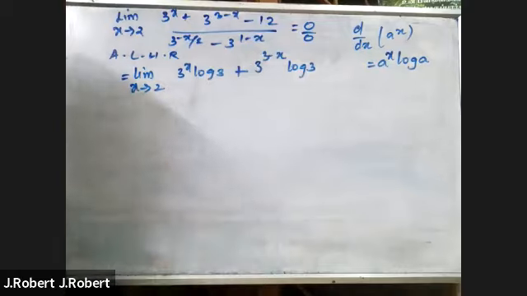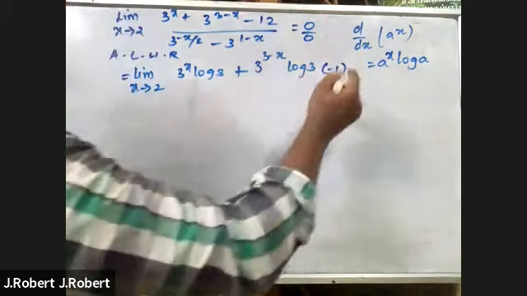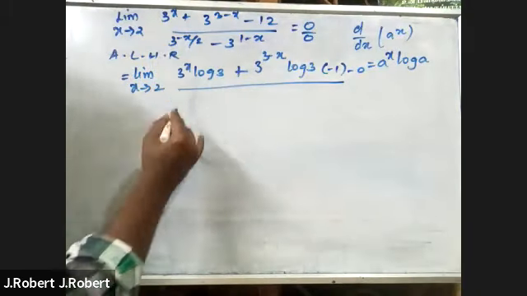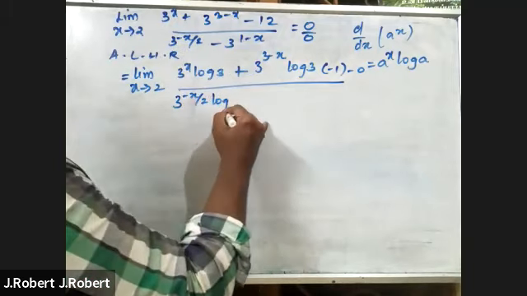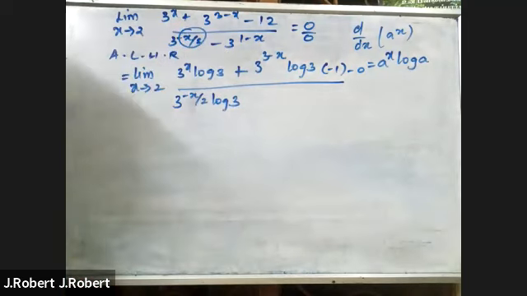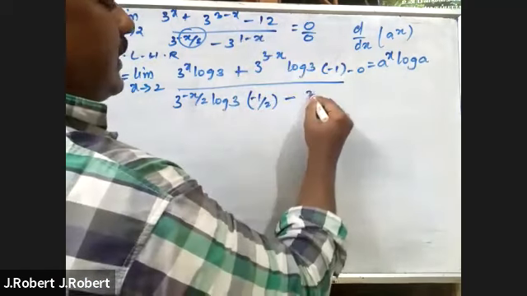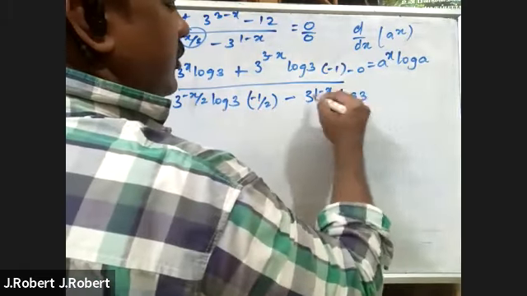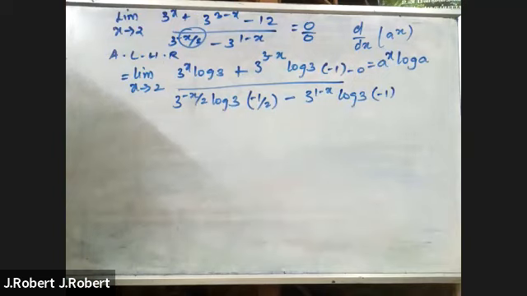Here, 3 minus x differentiated: 3 becomes 0, minus x becomes minus 1. Then minus 12 becomes 0, no need to write that. After that, 3 power minus x by 2. The same thing will come, 3 power minus x by 2 into log 3. You have to differentiate minus x by 2, which becomes minus 1 by 2. The next thing, minus 3 power 1 minus x, 3 power 1 minus x into log 3. Differentiating 1 minus x becomes minus 1.